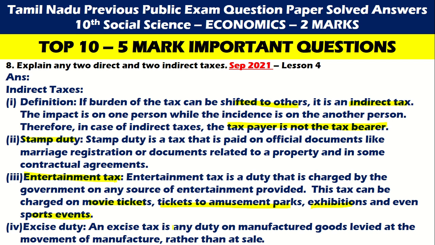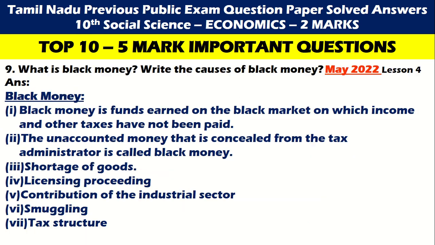Excise duty. Excise duty is any duty on manufactured goods levied at the moment of manufacture rather than at sale. Then next, black money. Black money is funds earned on the black market on which income and other taxes have not been paid. The unaccounted money that is concealed from the tax administrator is called black money. Shortage of goods, licensing procedure, contribution of the industrial sector, smuggling, tax structure.